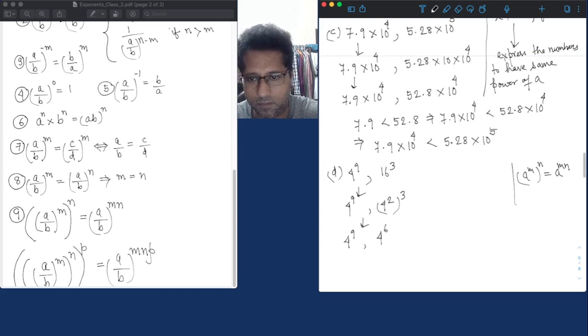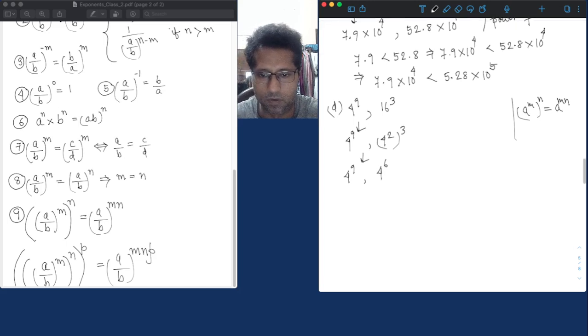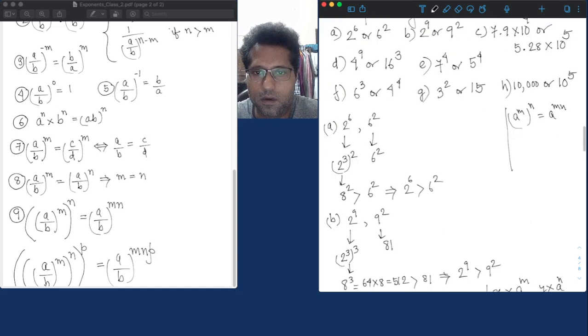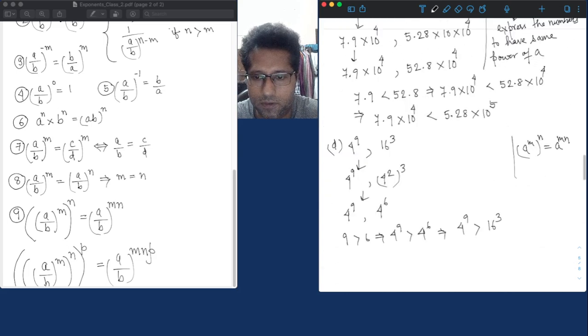So because the first number has base 4, now we see that the numbers have the same base 4 and the powers are different. We see that 9 is greater than 6, which implies 4 to the power 9 is greater than 4 to the power 6. This implies 4 to the power 9 is greater than 16 to the power 3. Okay. E, 7 to the power 4 or 5 to the power 4. This is easy.